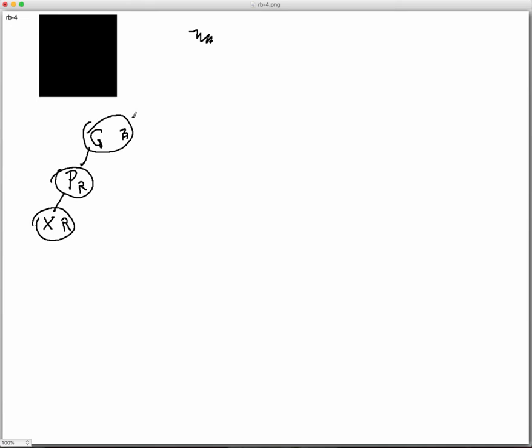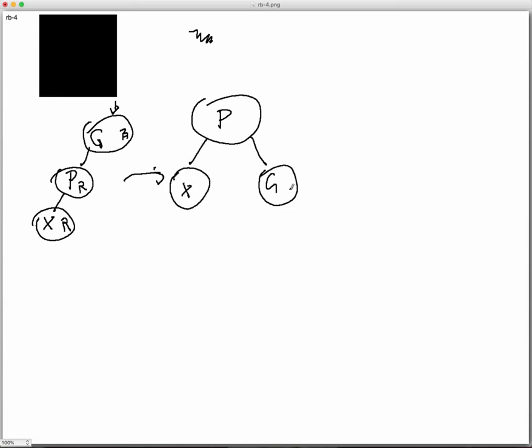And what I am going to do here is a rotation. What's going to happen is I'm going to promote the parent. The parent's going to come up to here. The grandparent is going to come over to here. And the child is going to come over to here. And what happens is I'm going to turn this red. This one already is red. And this one would be black.